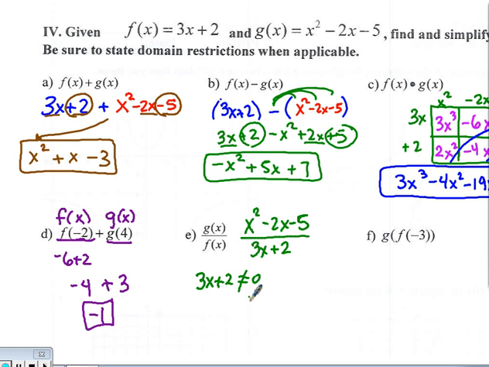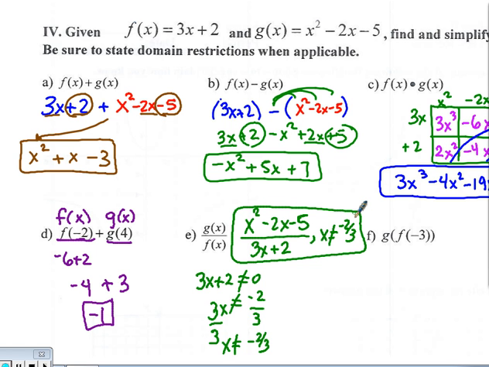So we want to subtract 2. Right? Subtract 2 from both sides. And I get 3x is not allowed to equal negative 2. And then divide both sides by 3. So our x is never allowed to equal negative 2/3. So my answer is this fraction and my restriction. X is not allowed to equal negative 2/3. We need to have that whole piece as our answer.